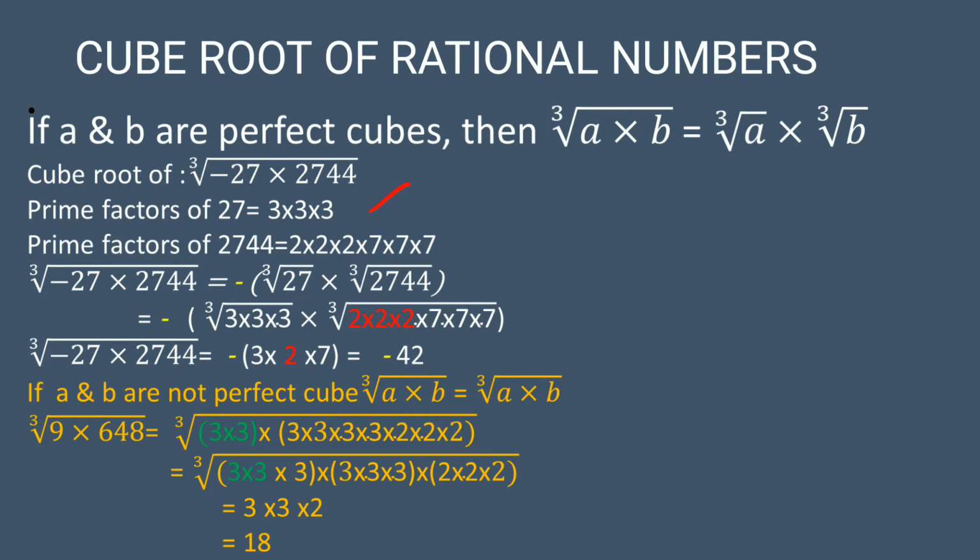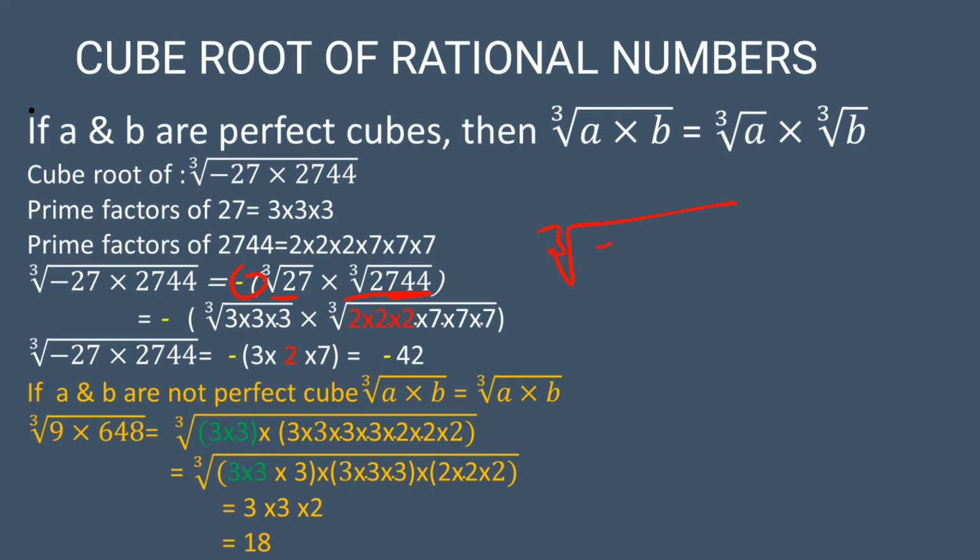Observe it carefully. There is only one negative sign. If there is one negative sign, we will put it outside the bracket in this way, and if there are two negative signs, then we will cancel them with each other. After putting the negative sign outside the bracket, we will write the cube root of 27 and the cube root of 2744, either in a separate cube root sign or in the same one, as you like.